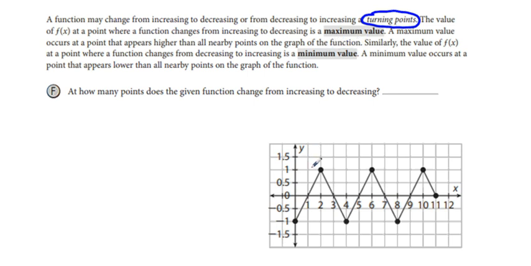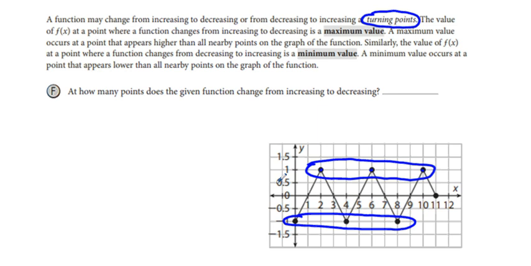So a maximum value is going to be right up here. These three that I'm encircling up here are going to be maximums, the very tops, so they would be like peaks. Similarly, the value of f of x at a point where a function changes from decreasing to increasing is a minimum value. So your minimum value is going to occur right over here, kind of the valleys. So here are your maximum values that I'm outlining, and here are the minimum values down here, circled.